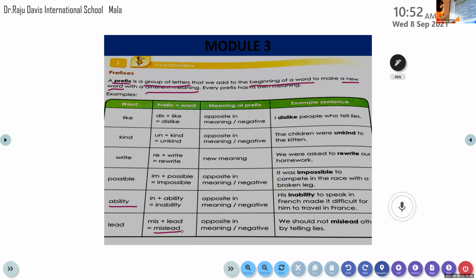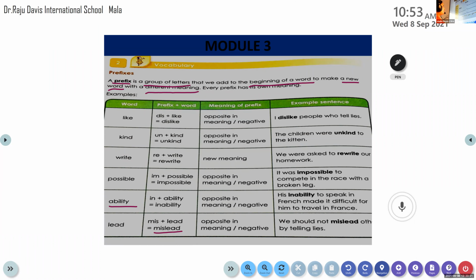Opposite in meaning. It is written here, opposite in meaning. Words that have opposite meanings are called? Antonyms. As simple as that. Words that have opposite meanings are called antonyms or opposites. Is it clear to you now? Yes, ma'am. Okay, very good effort, my dear.